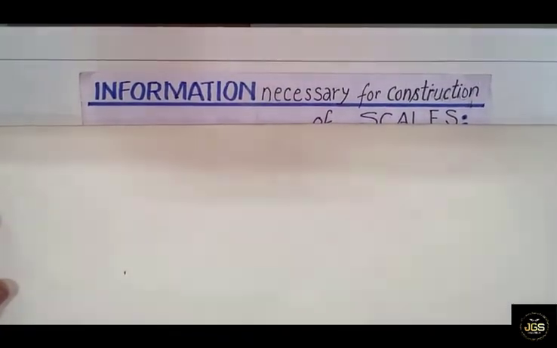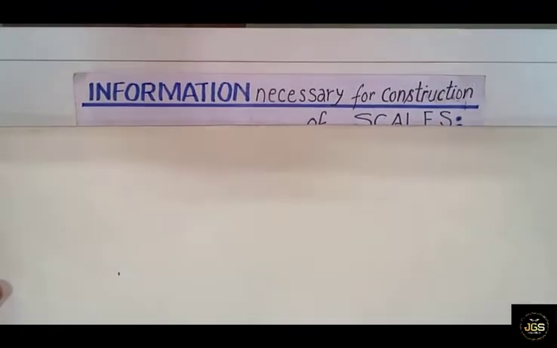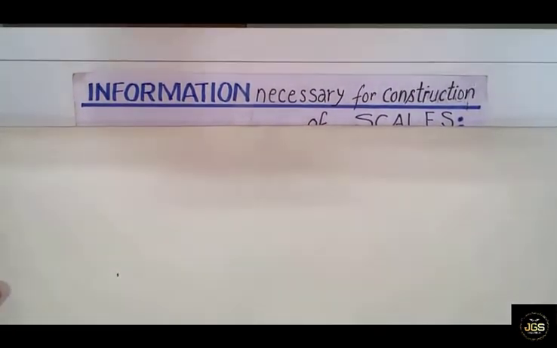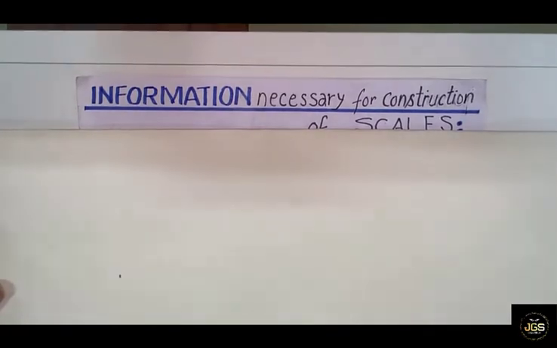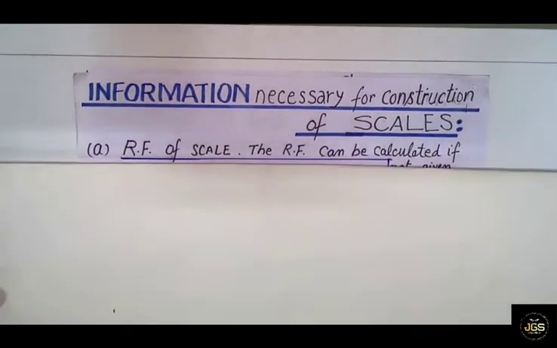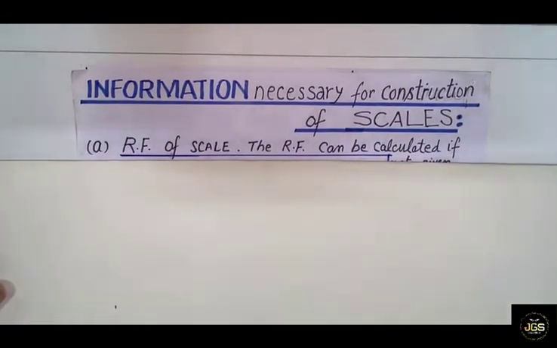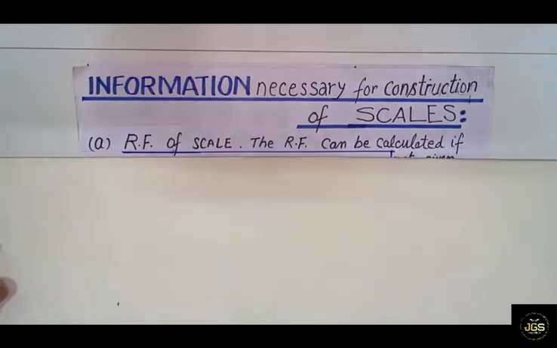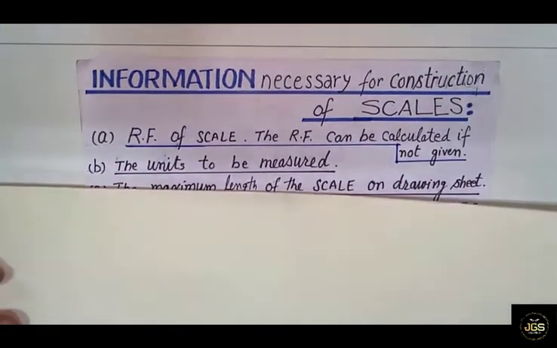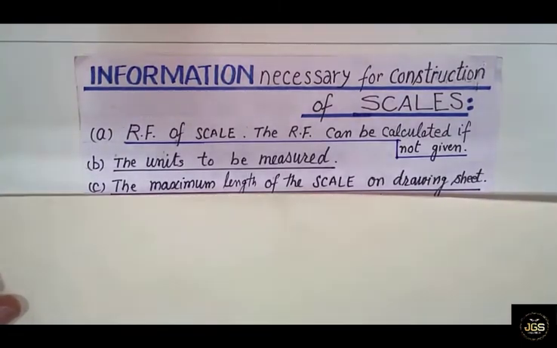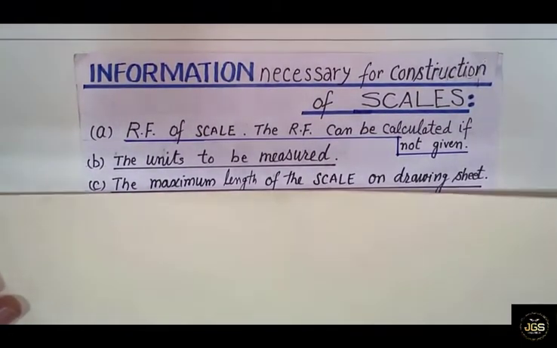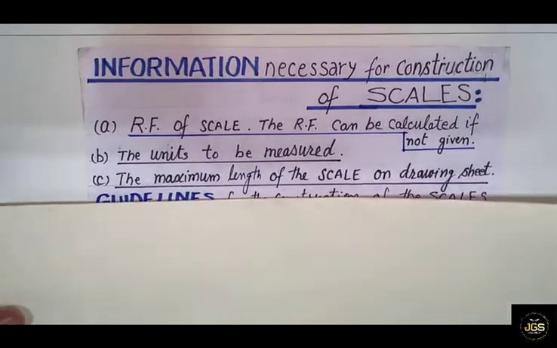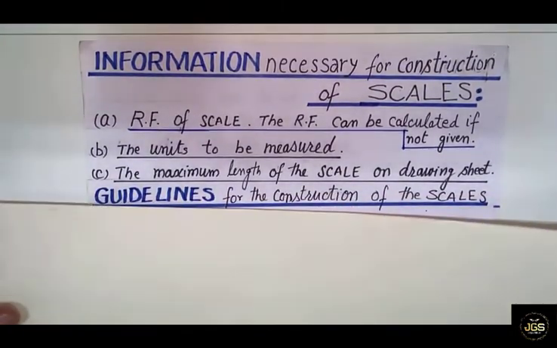To solve such problems of scales, some information is required. Information is necessary for construction of scales. Number one, the RF of the scale. The RF can be calculated if not given. Then second is the units to be measured. Number three, maximum length of the scale on drawing sheet.